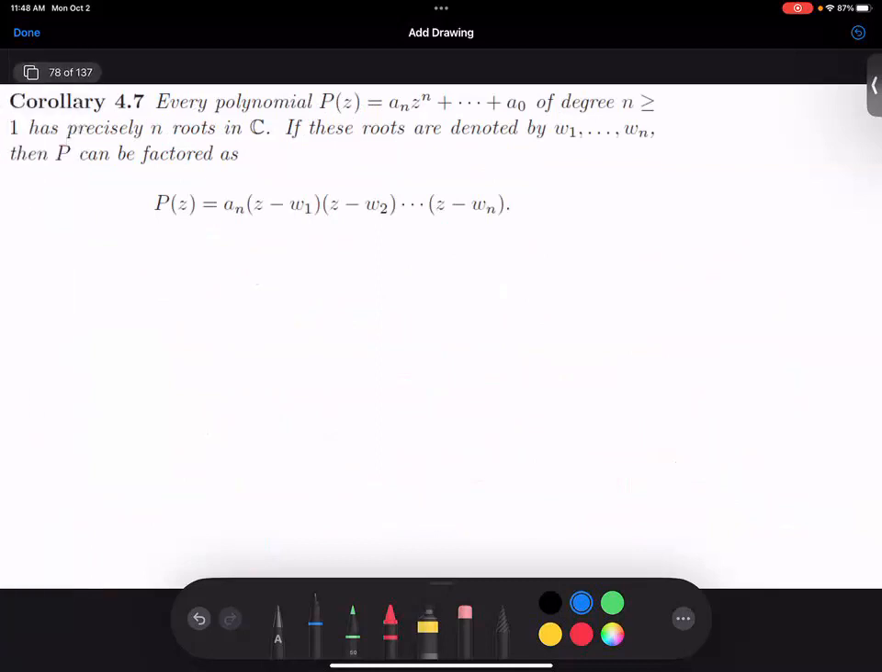And then just for completeness, the full general fundamental theorem of algebra is that any polynomial of degree n has n complex roots if the coefficients are complex. If the coefficients are real, the roots occur in complex conjugate pairs. Yes?